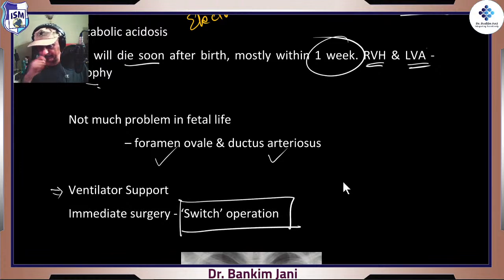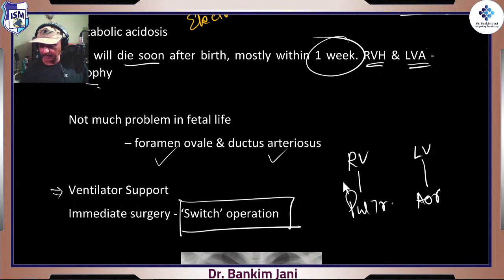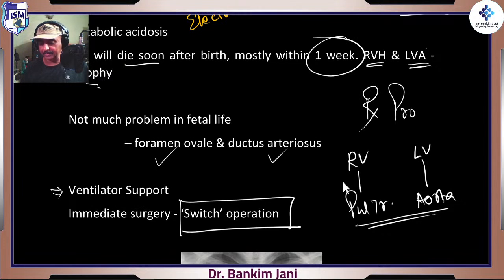Switch operation is when you really do the corrective surgery so that from right ventricle, it is the pulmonary trunk which is shifted, and from the left ventricle, it is the aorta. Now, by the time you prepare the patient for surgery, you can give the patient, right, prostaglandins. Why prostaglandins?